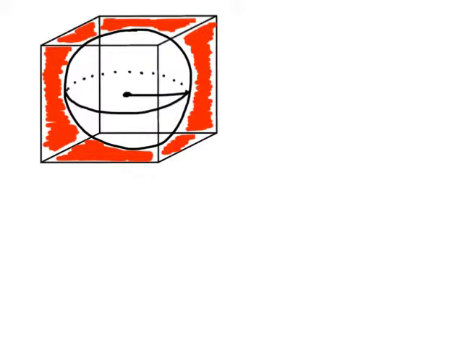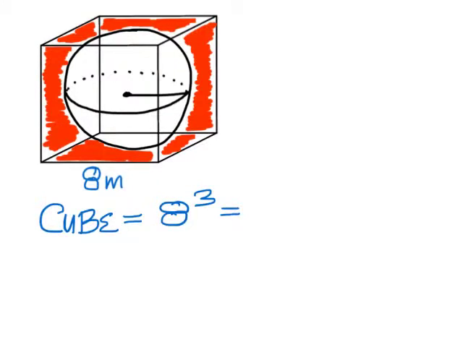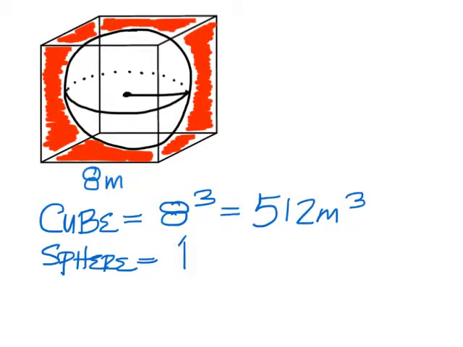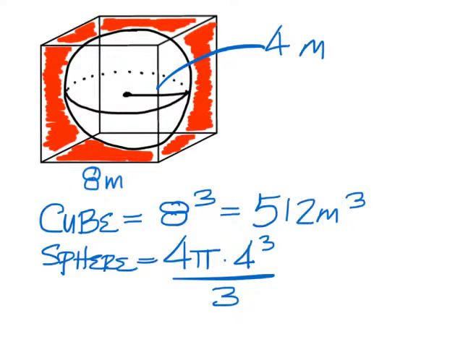Practice number 1. There's a sphere inside of a cube, and the sphere has an edge of 8 meters. Find the volume of the red region. The solution to the practice problem is to find the volume of the cube first, which is going to be 8 cubed, and 8 to the third power is 512, and that's going to be meters to the third. Now for the sphere, you're going to have 4 pi times the radius, which should be 4 meters, 4 cubed, and then divide by 3.